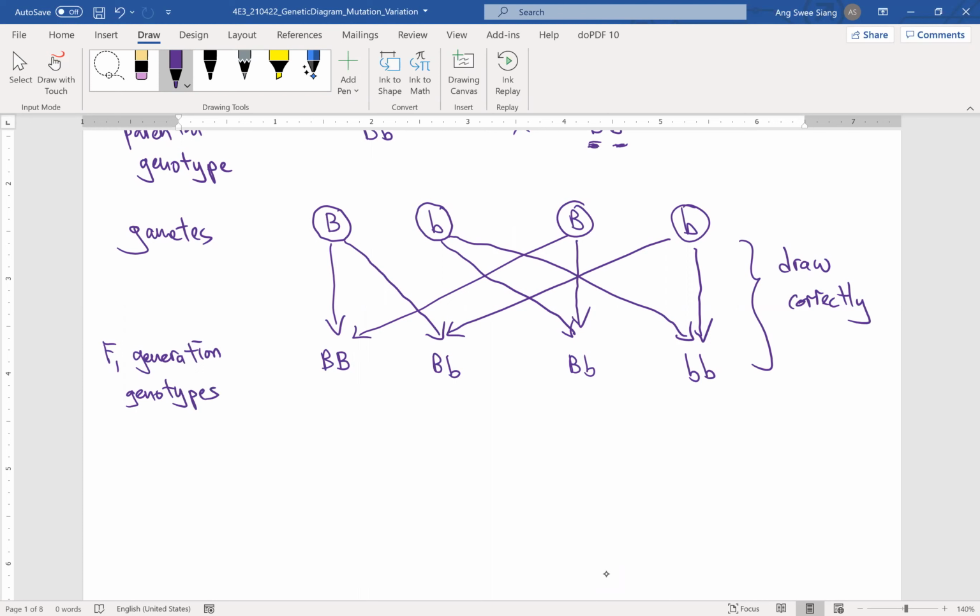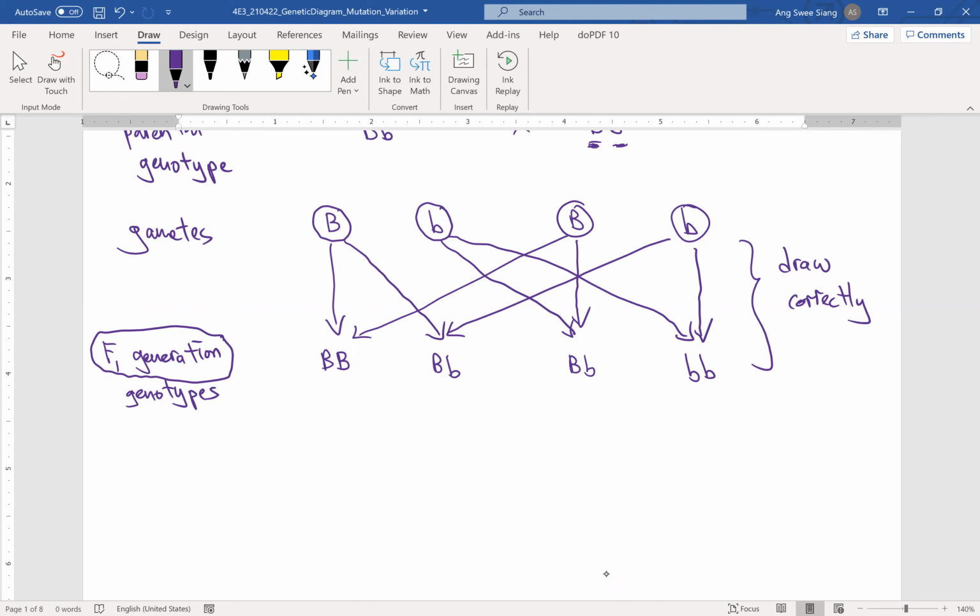Okay, F1 generation genotypes. What do I mean by F1 generation? Not Pokemon, not Formula One. F1 generation refers to the first generation after the parents. That means if you start with parents, then this is the offspring. So F1 generation means the first generation after the parent.